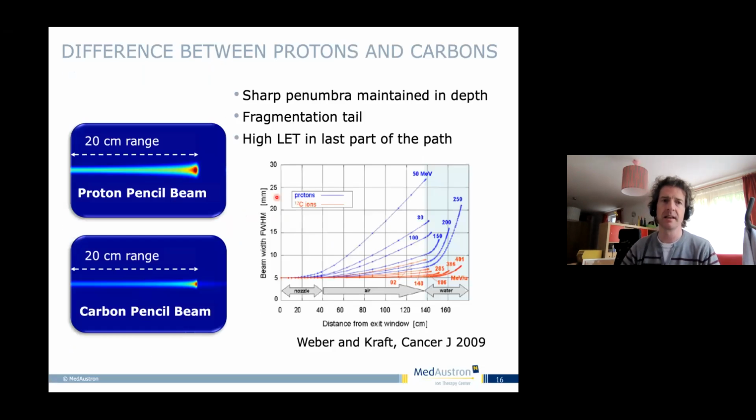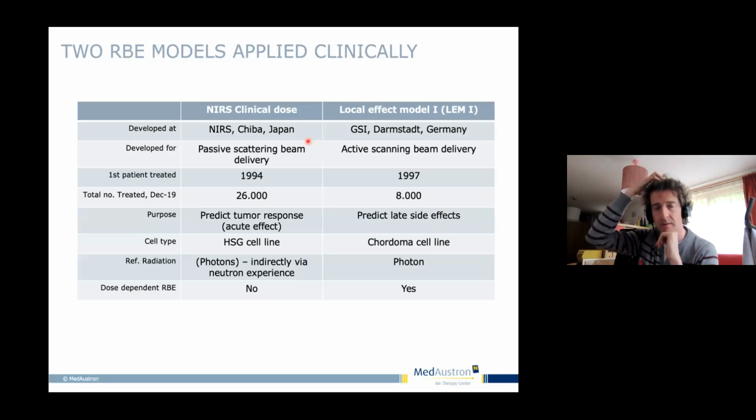And then we always take advantage of the distinction of carbons to protons, which is that the penumbra remains sharper in depth, but also in distance to the nozzle in terms of air gap. That is one motivation. The second motivation is to use the high LET part in the last part of the beam path in a spread out Bragg peak. Of course, it comes at a cost, and the cost is the fragmentation tail of carbon ions. But usually the impact of the fragmentation tail is minor or very low.